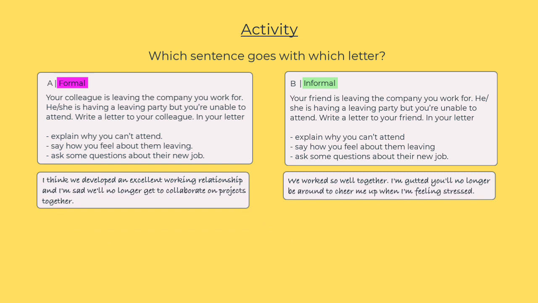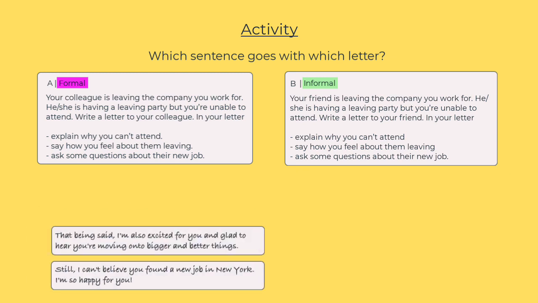Okay, again, here we have so well, which is less formal than alternatives like very well, really well, or extremely well. We also have gutted, which is a very informal way to say really upset. Meanwhile, in letter A, we have more advanced language like develop a working relationship and collaborate, which make the letter sound less conversational. Conversational just means like a conversation, so it sounds less like a conversation. Next.